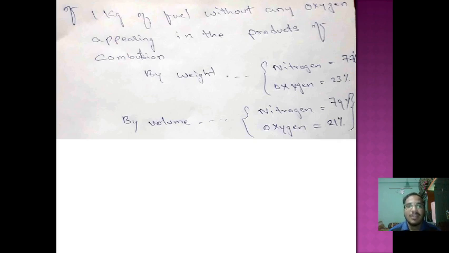For example, in terms of weight, nitrogen should be 77% and oxygen 23% in the air fuel mixture. If we are saying in terms of volume, the nitrogen quantity should be 79% and oxygen 21%. As with volume or weight, the quantity percentage is different, and in this ratio every chemical should be there in the air fuel mixture, then only will the combustion take place completely.